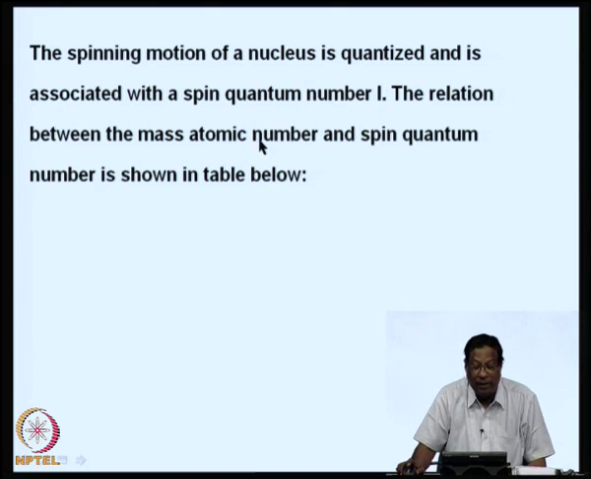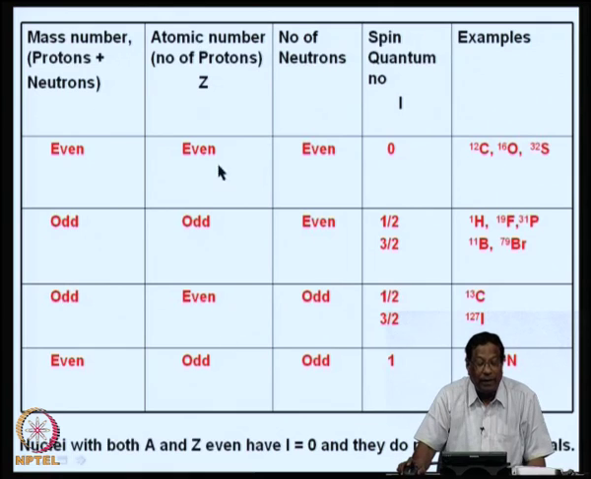The relation between the mass number, atomic number and the spin quantum number is shown in the next table. That is, we have some atoms with mass number even and number of protons also even. So, the number of neutrons must be even. Such elements will have 0 spin quantum number. Examples include 12C, 16O, 32S, like that, all are even.